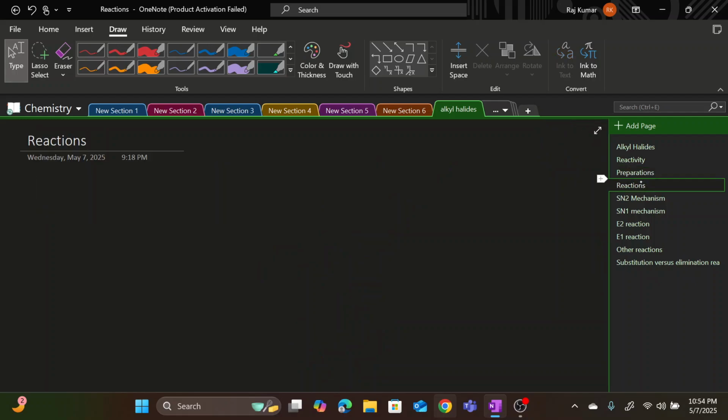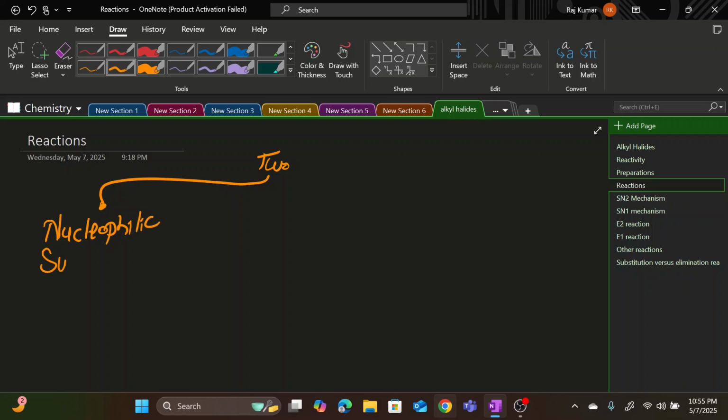Now let's just move on to reactions. What sort of reactions are there? There are generally two major types of reactions which are present. Number one is the nucleophilic substitution reaction.